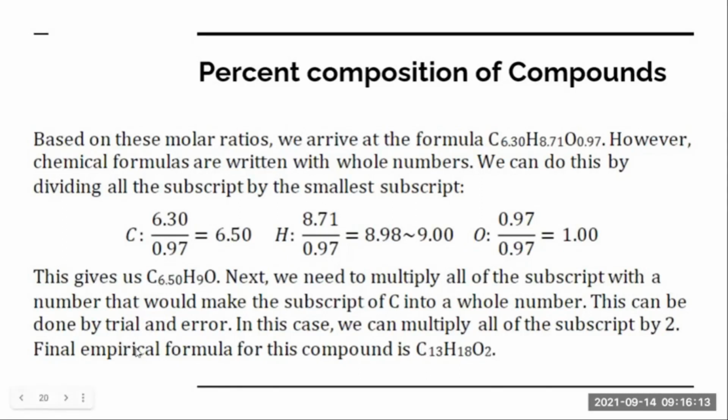Of course, what you multiply to one of the components should be multiplied to the other components as well. So 13 multiplied by 2, 18 multiplied by 2, and we have 2. So the empirical formula for ibuprofen is C13H18O2.